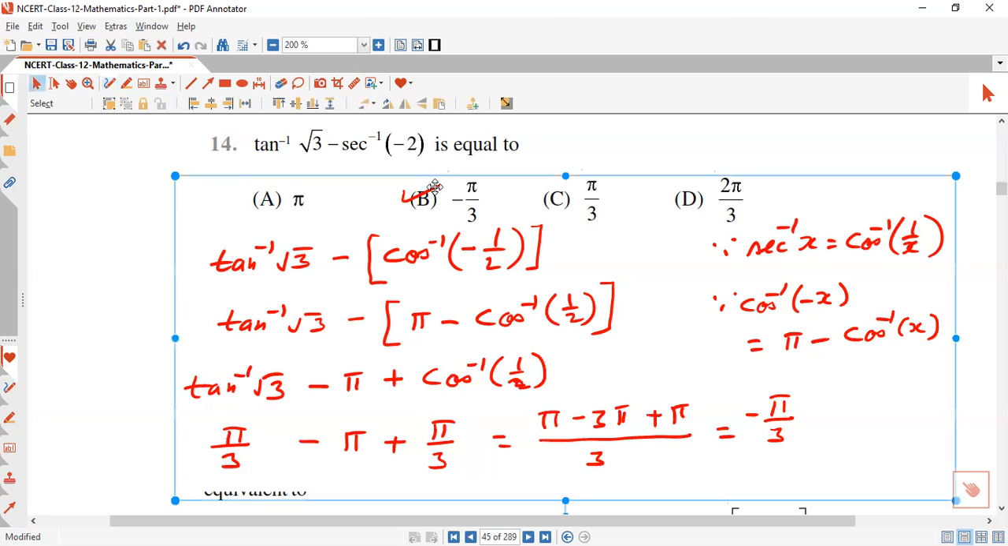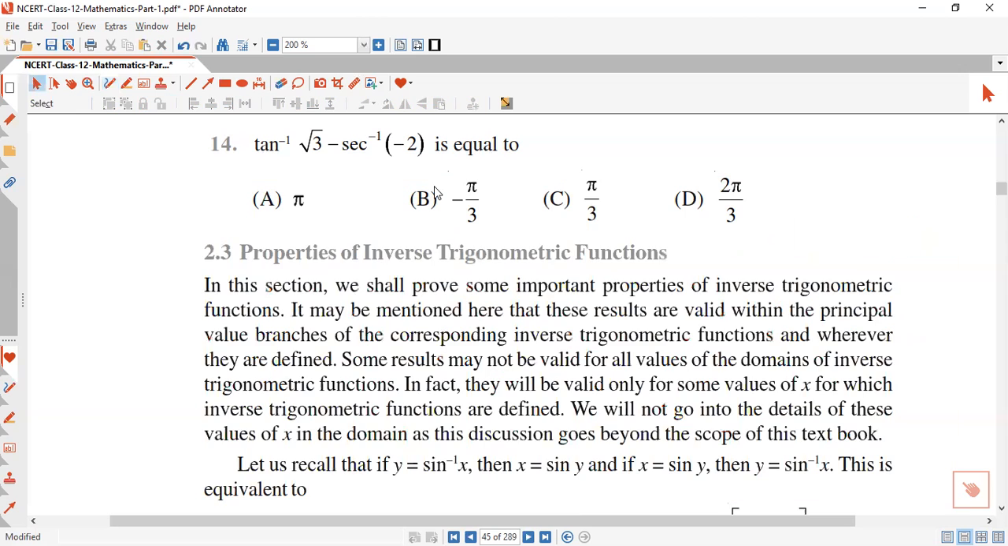So we have completed this exercise, exercise 2.1. I hope that you understand well. Now we are stopping this lecture here.